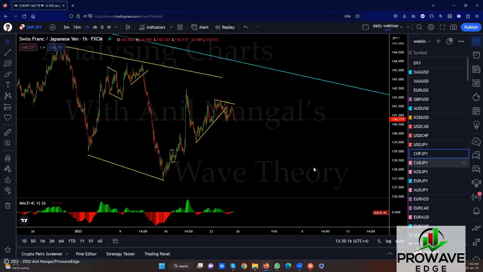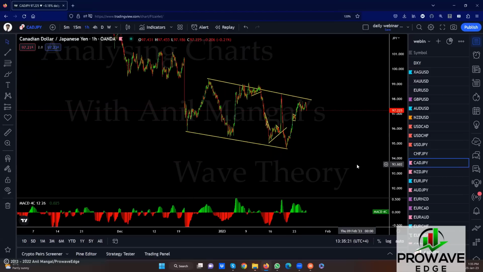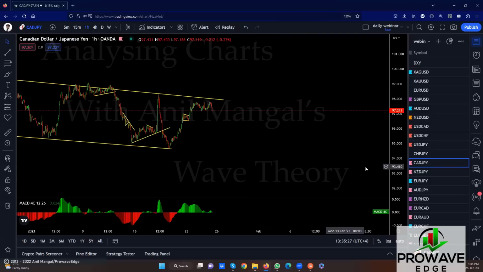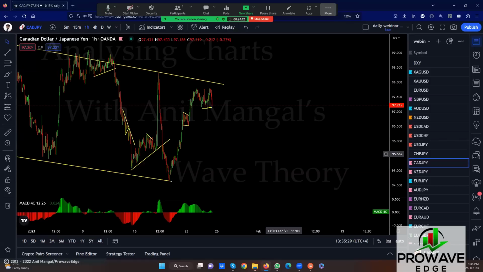On the CAD yen, we have a similar setup. See these flats here? We're expecting this to come down, but we don't have a setup for traders yet. You would have to wait for this to give you a flag under here, because this also looks like it can go back up one more. So it will have to drop some more, make a flag here, and then we will consider that a sell. See, these flags like this one, drop, make a correction like that. That was a correction.